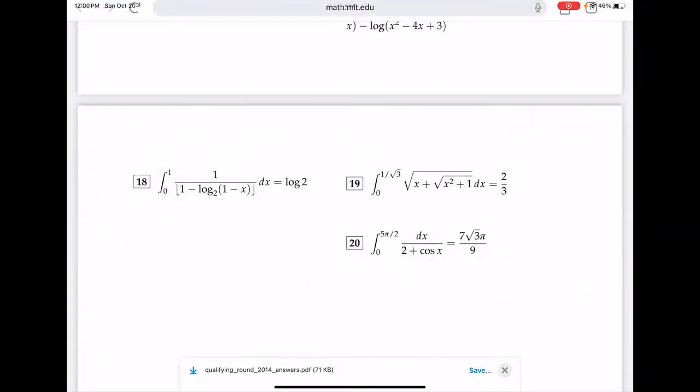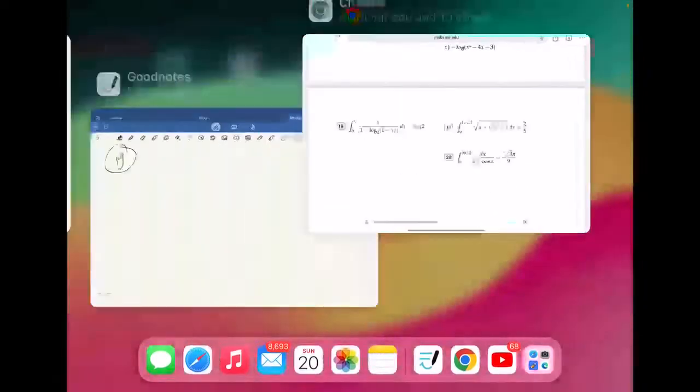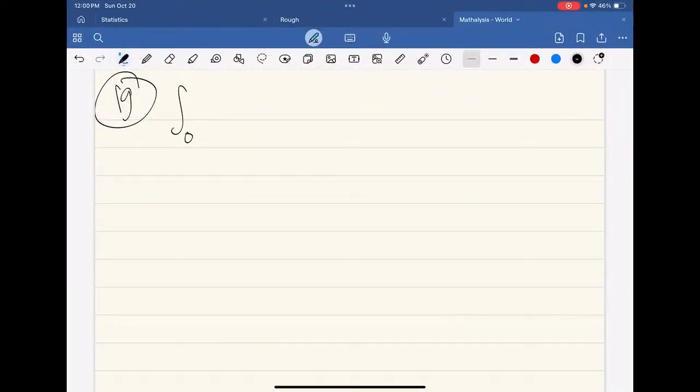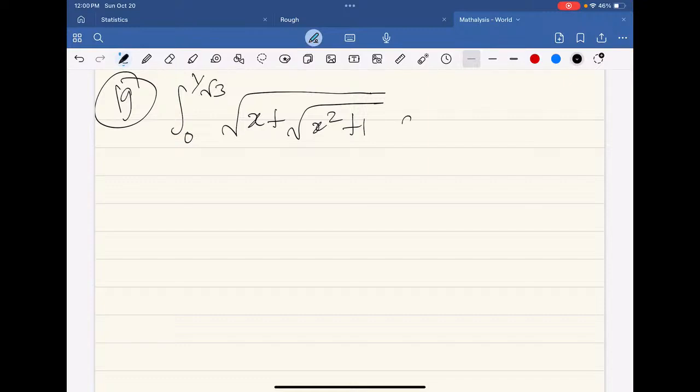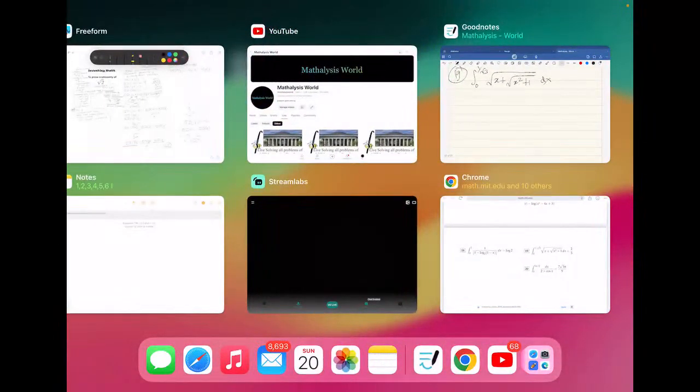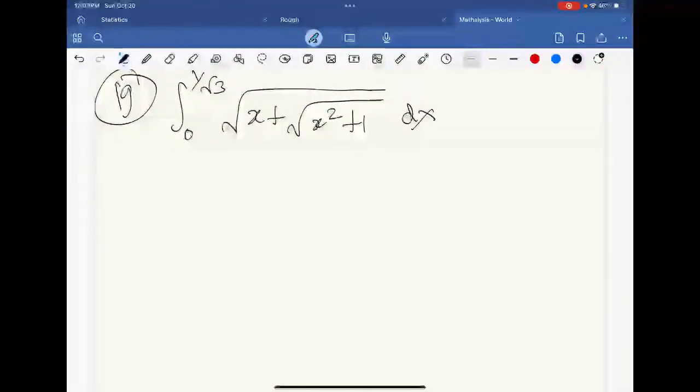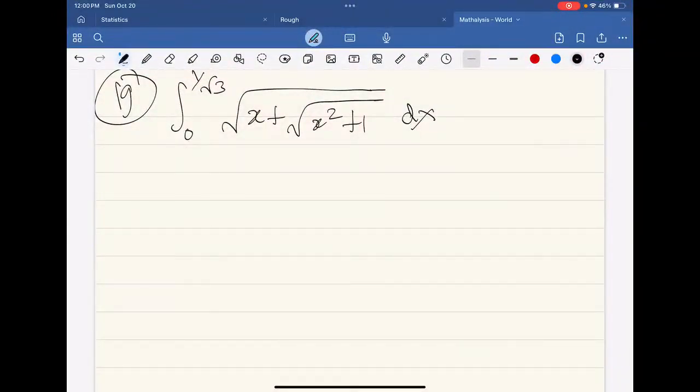So the integral from 0 to 1 by root 3 of square root of x plus square root of x squared plus 1 dx. Now that bro said I'm OP, but I don't have any idea how to deal with this one. So let's see how we can deal with this integral. Guys, do you have any idea? Let me know if you have any idea how to proceed ahead with this one.